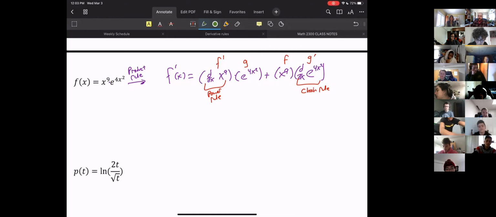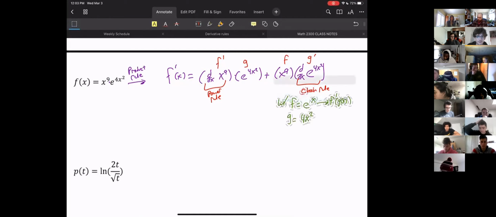If we're looking at the chain rule on that one, that's a chain rule with the outside function being e to the x and the inside function being 4x squared, right? And so you want the derivative of f with g plugged in. Let me move this over a little bit.